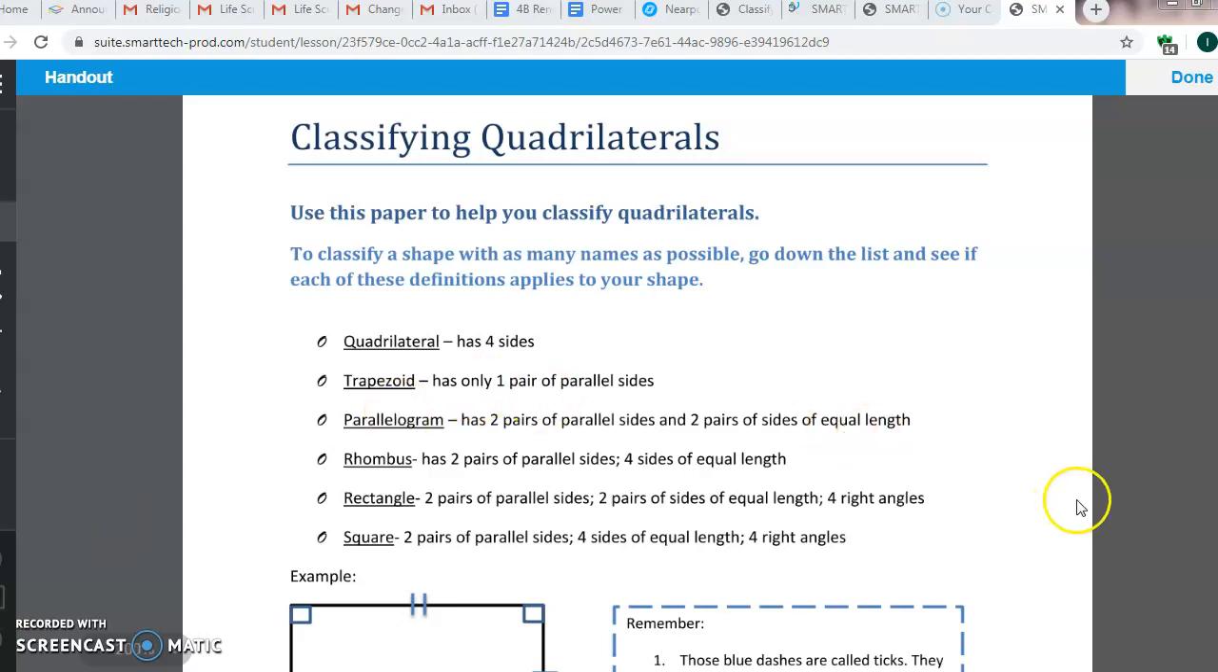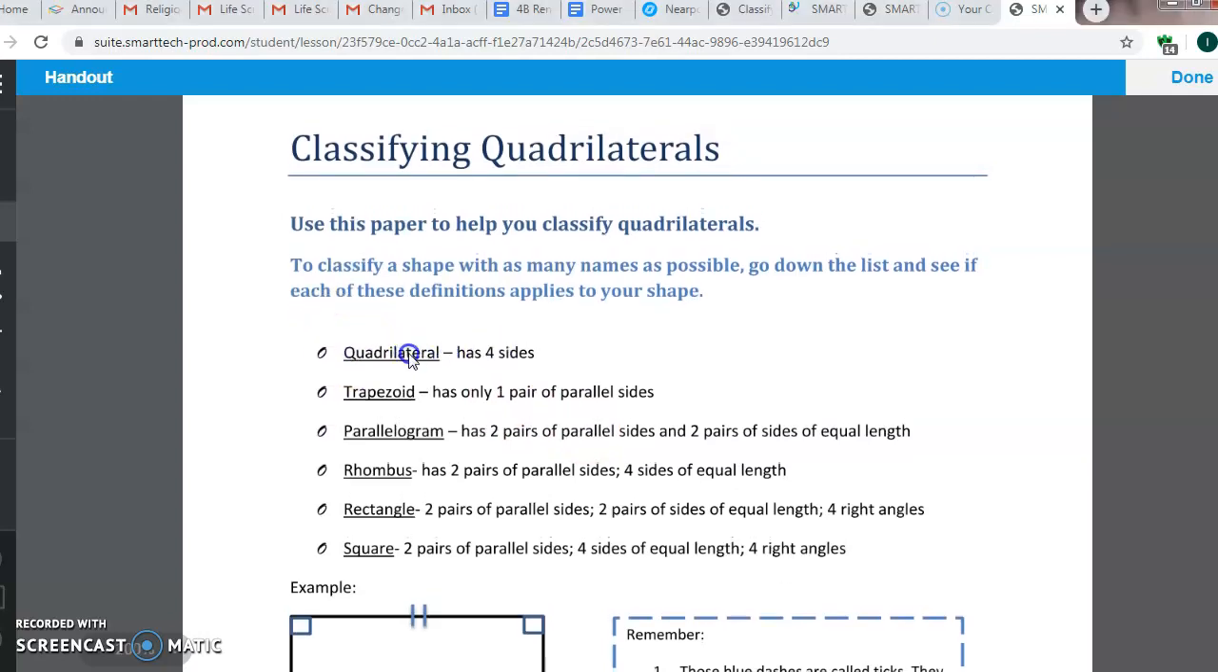So first of all, let's review what a quadrilateral is. If you look at the definition right here, it says a quadrilateral has four sides. So think, the prefix of quadrilateral is quad, which is Latin for four. Those of you who have learned Spanish, you know that the number 4 in Spanish is cuatro. So think a quadrilateral has cuatro sides, 4 sides.